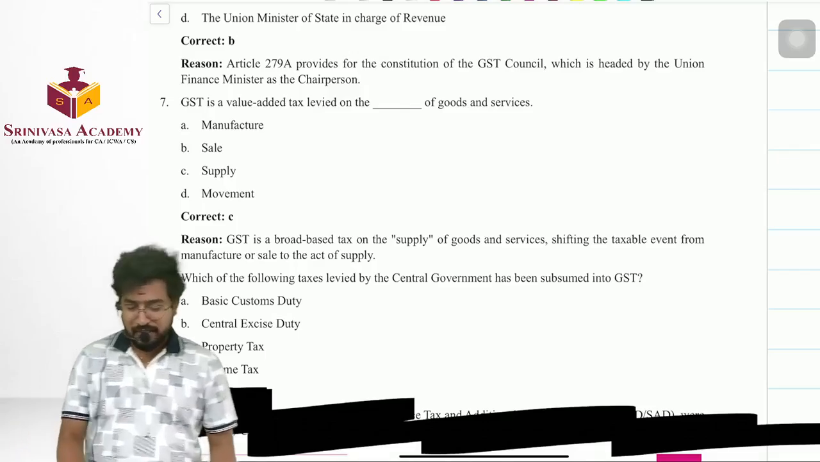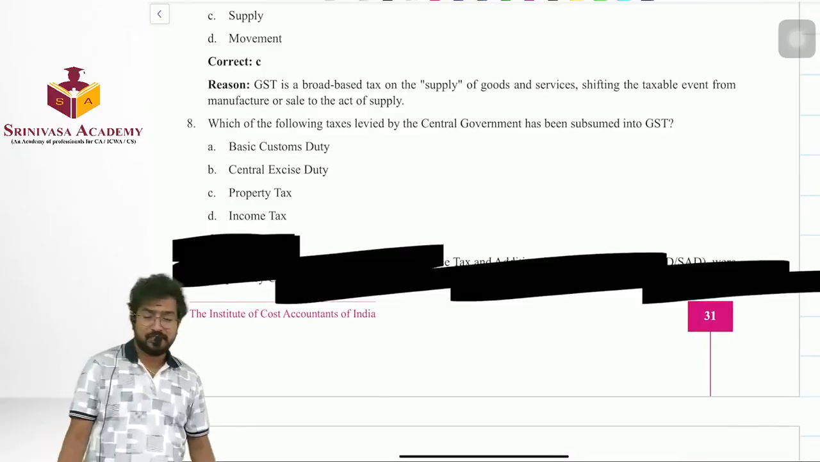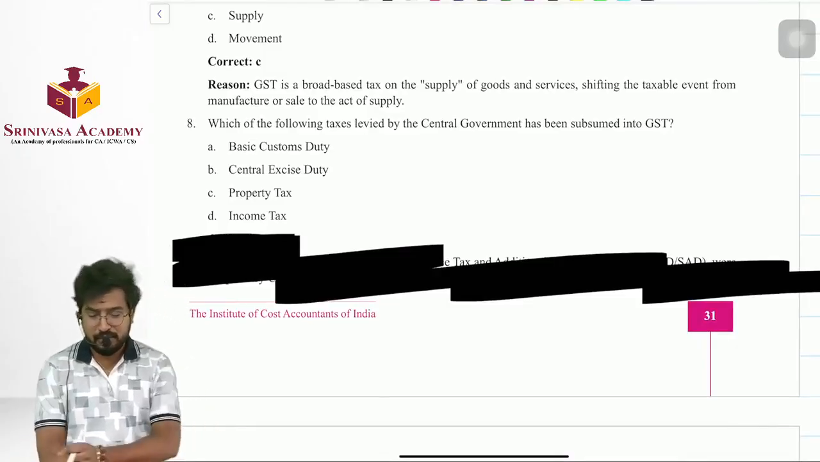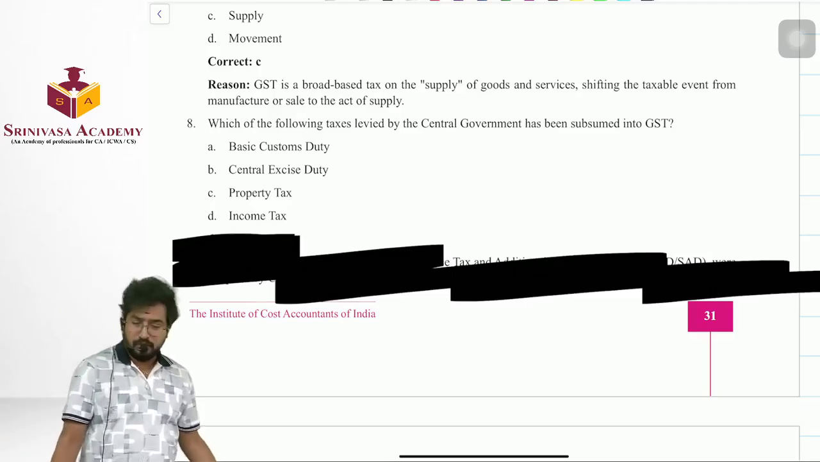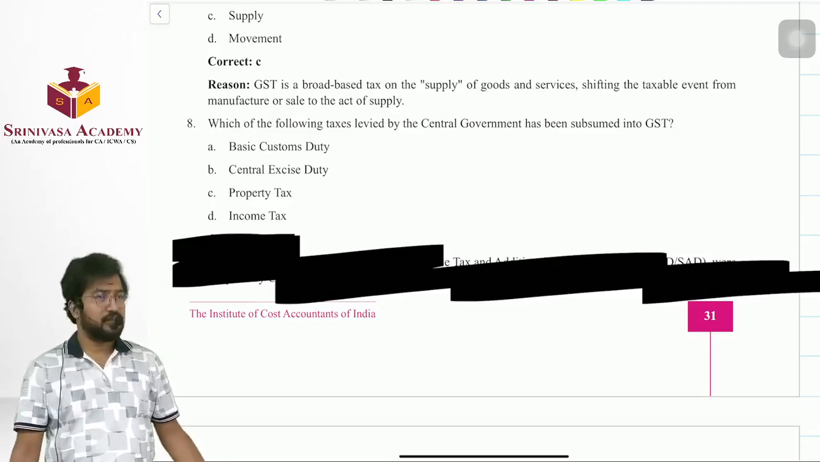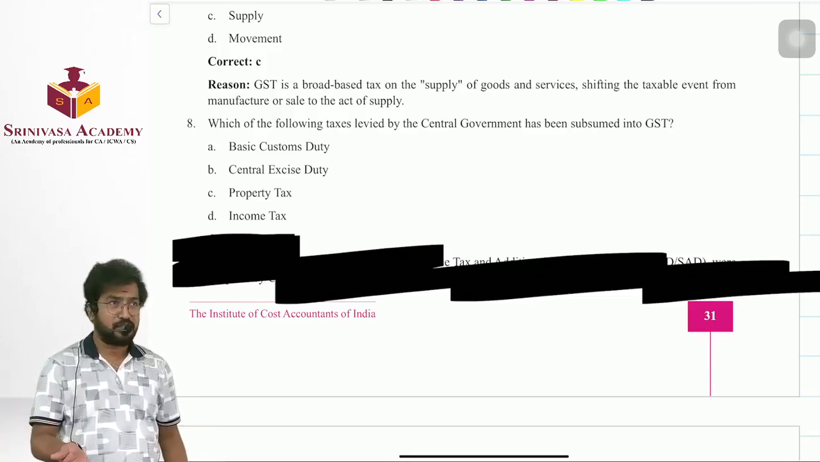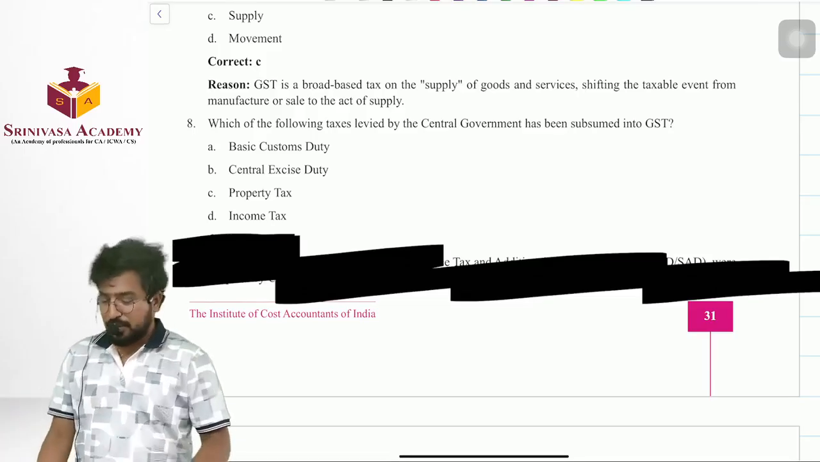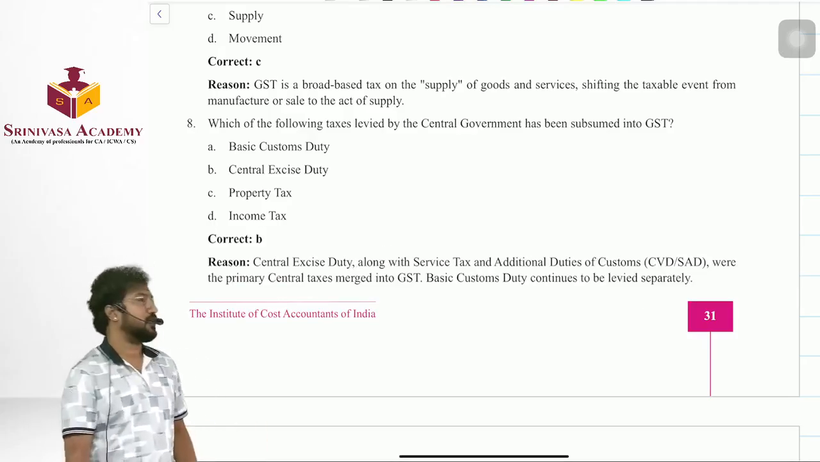Okay, fine. Next. Which of the following taxes levied by the central government has been subsumed into GST? Basic customs duty? No. Central excise duty? Yes. Property tax, state government income tax subsumed into GST? No. So option B for central excise duty. Okay, that is the option.